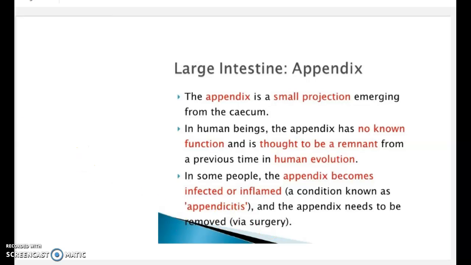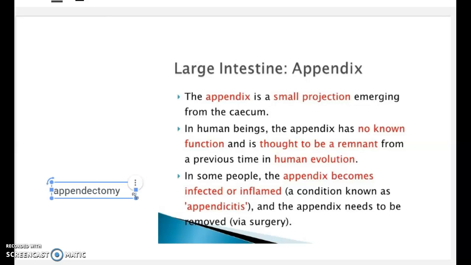I will write over here the name of the surgery. The surgery is known as appendectomy. So removal of the appendix by surgery is known as appendectomy.